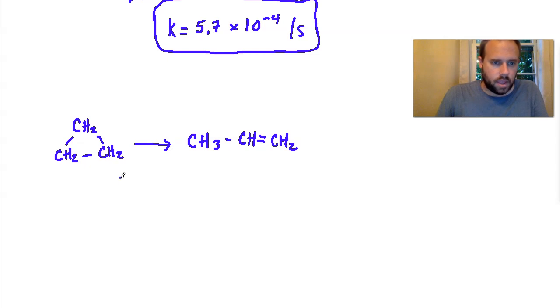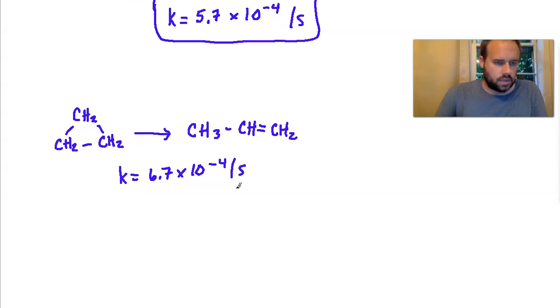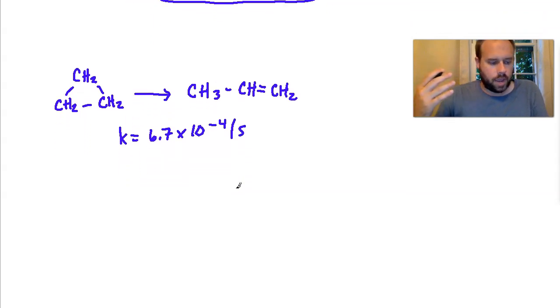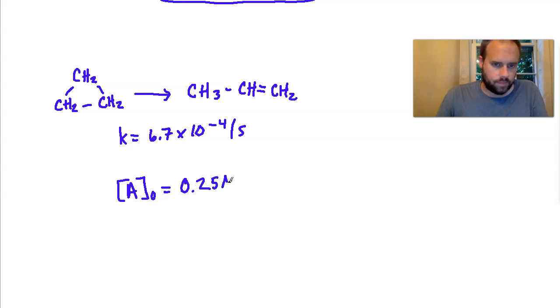Okay, now, the rate constant for this reaction, because it's been studied, is known to be 6.7 times 10 to the negative fourth per second. So here's the question. If cyclopropane is initially at 0.25 molarity, okay? So we're going to take the concentration, we're going to say that A naught, in this case, for cyclopropane, is going to be equal to 0.25 molarity. Then the question is, what would be the concentration after 8.8 minutes?